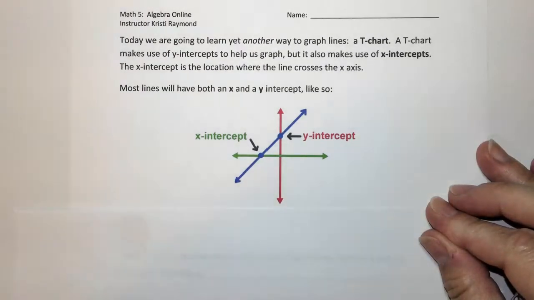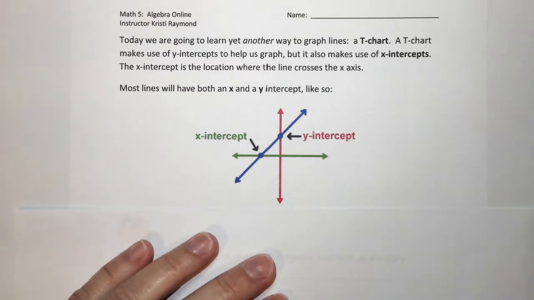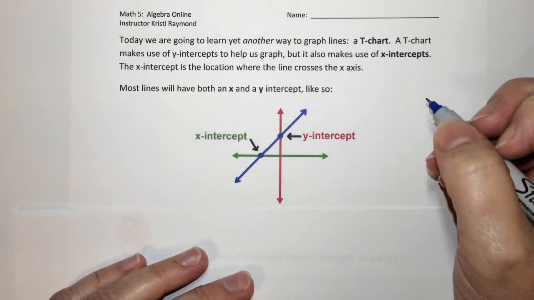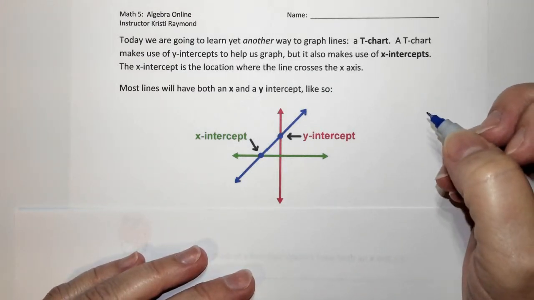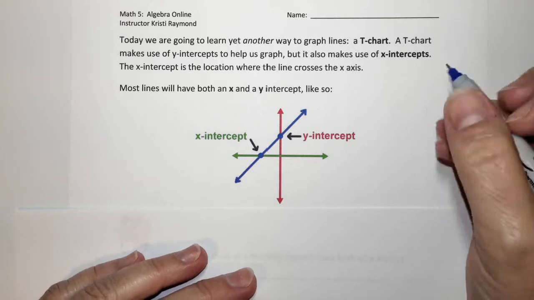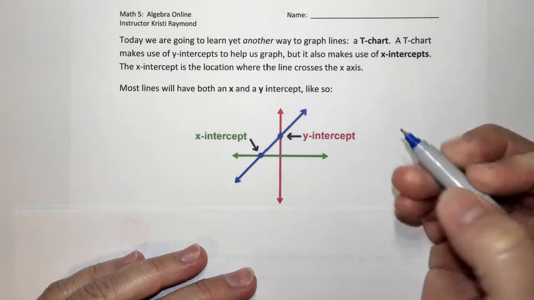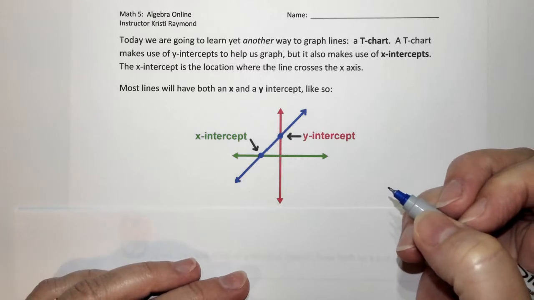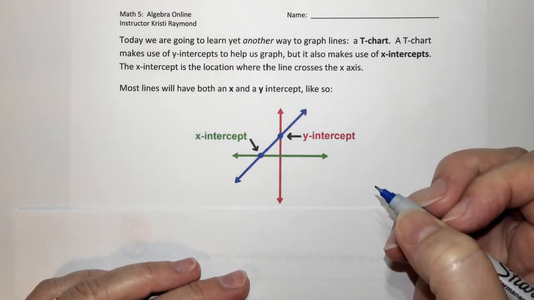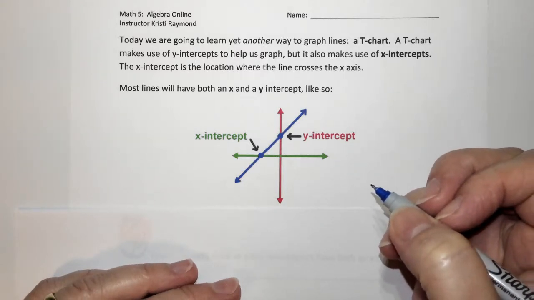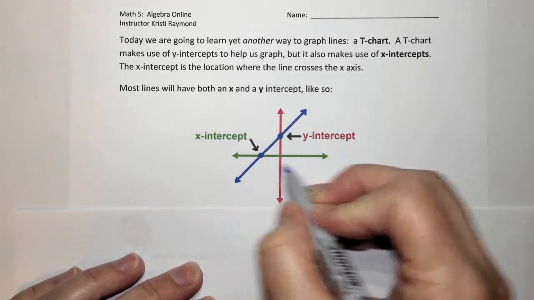Today we are going to learn yet another way to graph lines. This will be our final way. This is called a t-chart. A t-chart makes use of the y-intercepts, which we already know, but it also makes use of x-intercepts, which we haven't talked much about. The x-intercept is the location where the line crosses the x-axis.